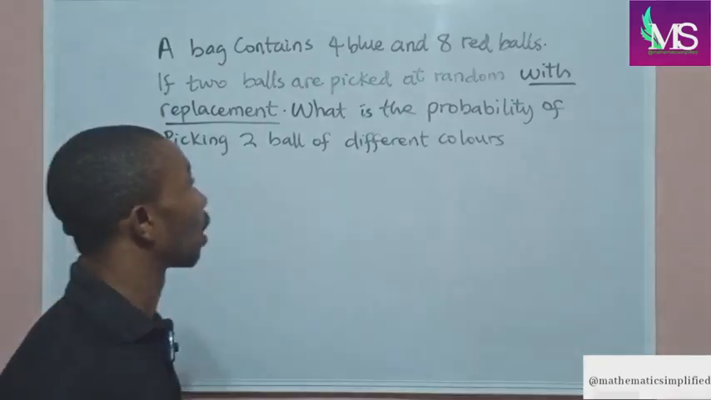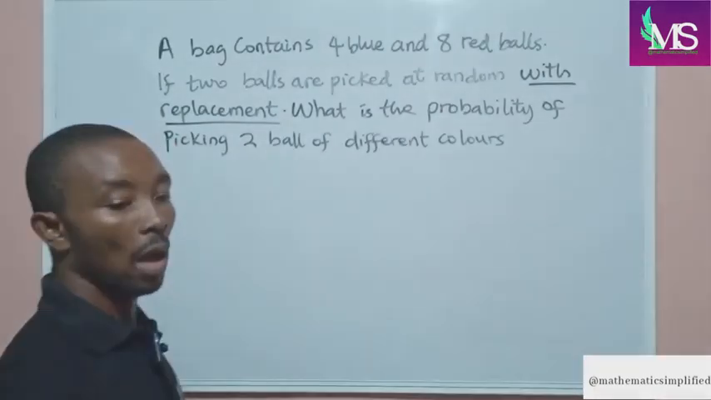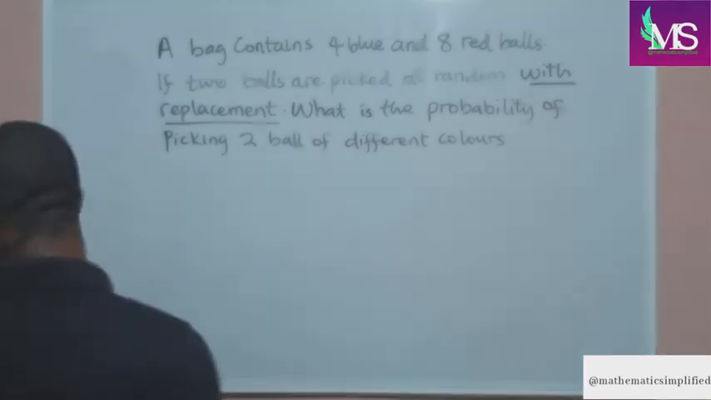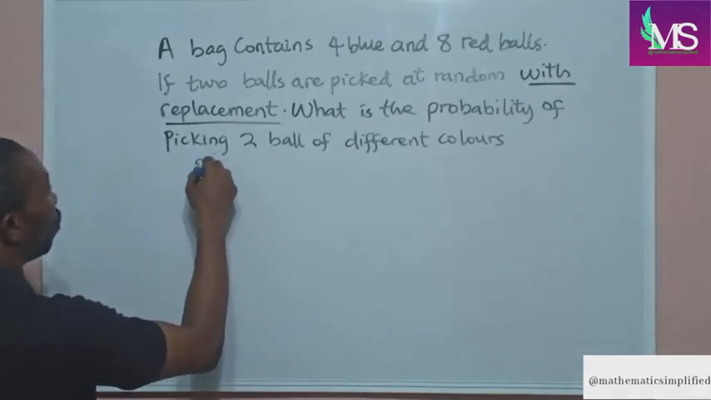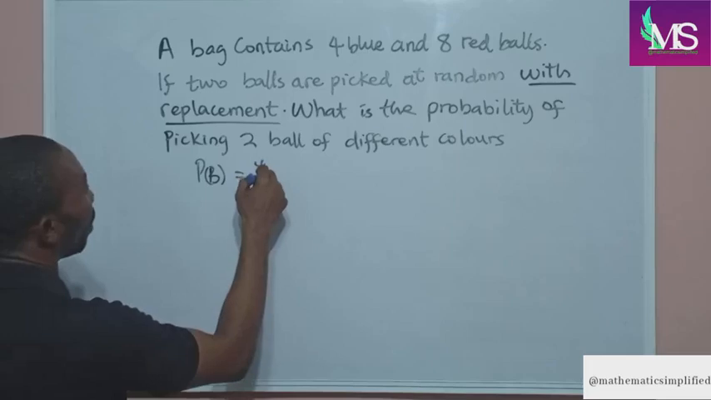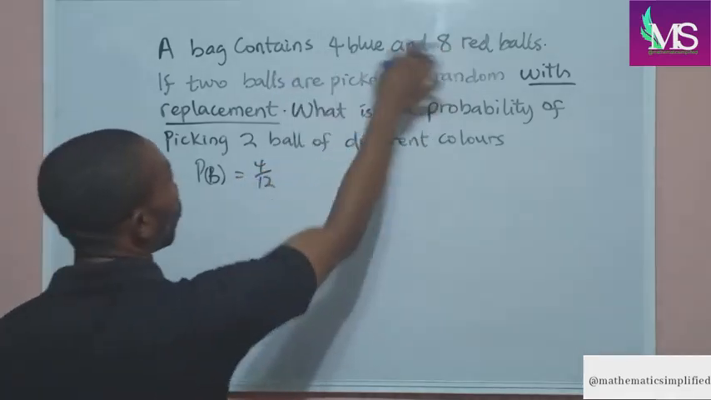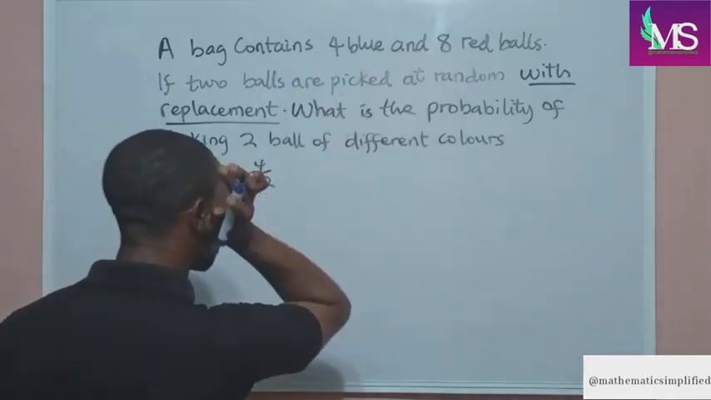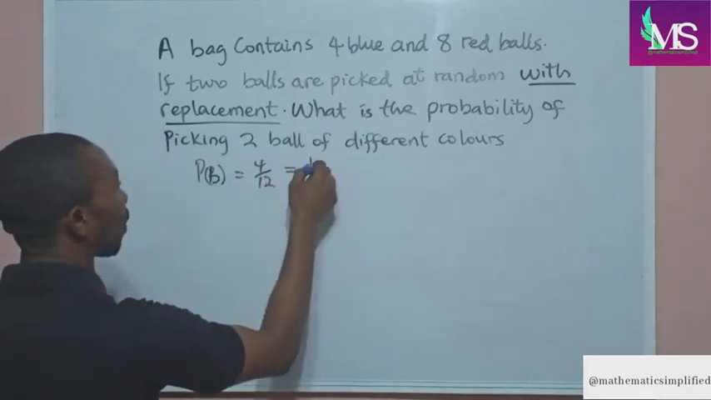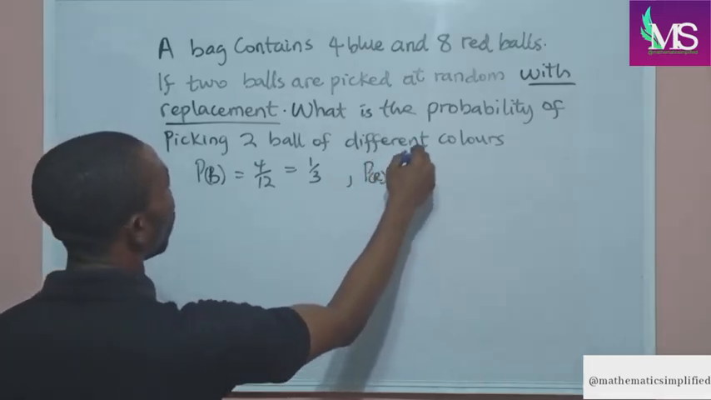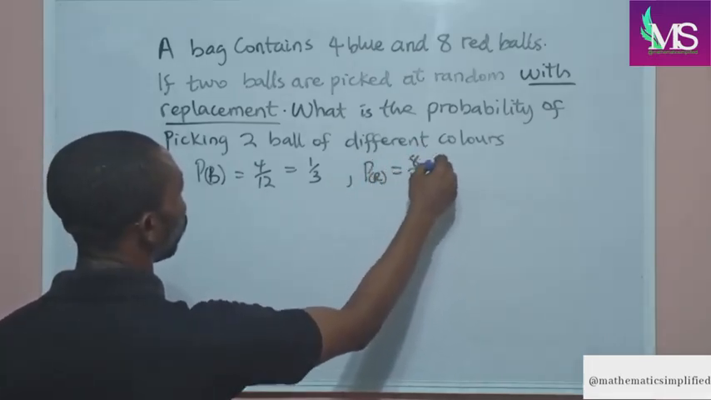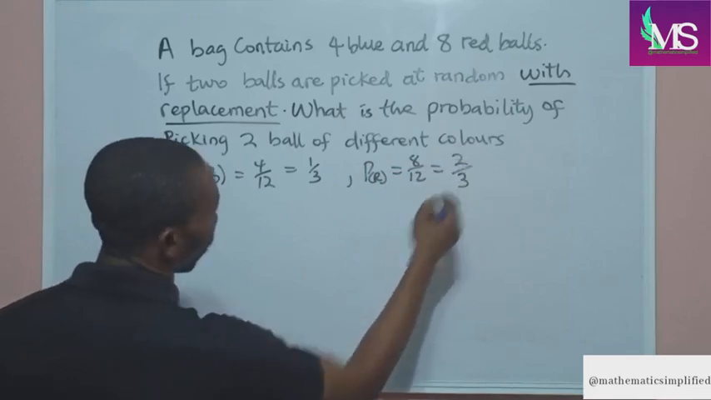The probability of blue and red will remain the same. Now, the probability of blue will become 4 over 12, because the total number of balls there will be 4 plus 8, which is 12, which will give us 1 over 3. And the probability of red will become 8 over 12, which will give us 2 over 3.